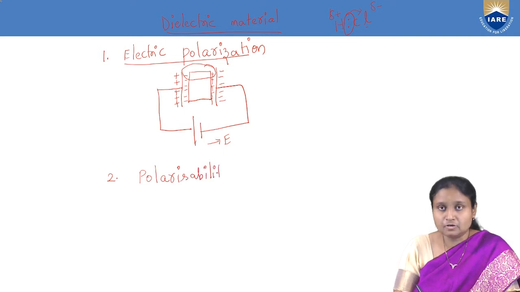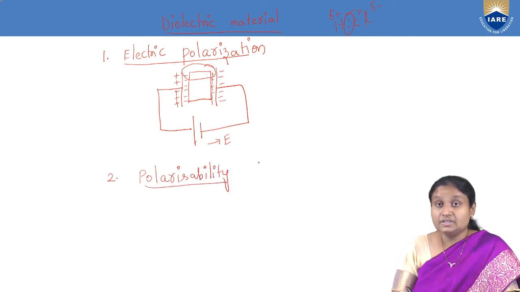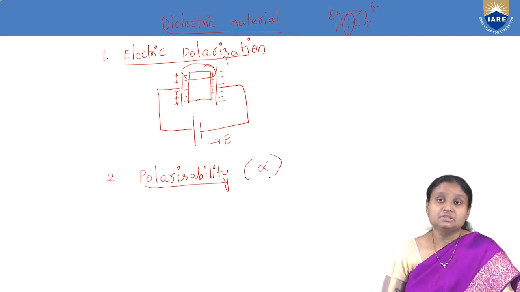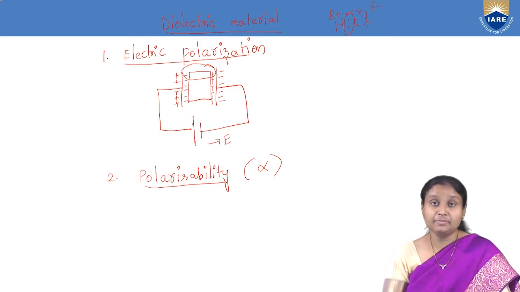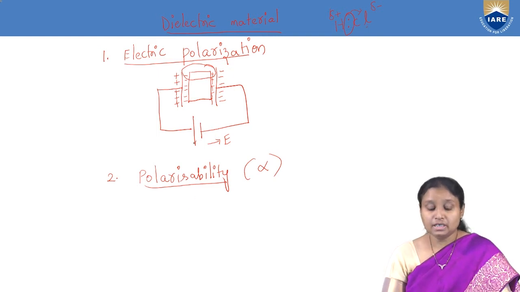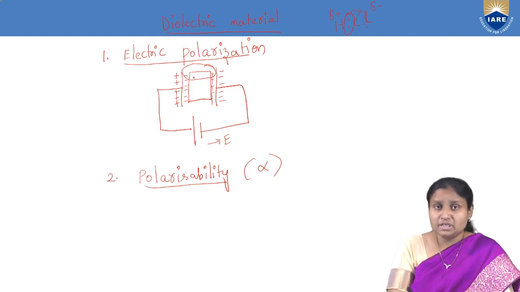So the second term is called polarizability, and it is generally denoted by the notation alpha. What exactly happens when we apply an external electric field? We have separation of charges.